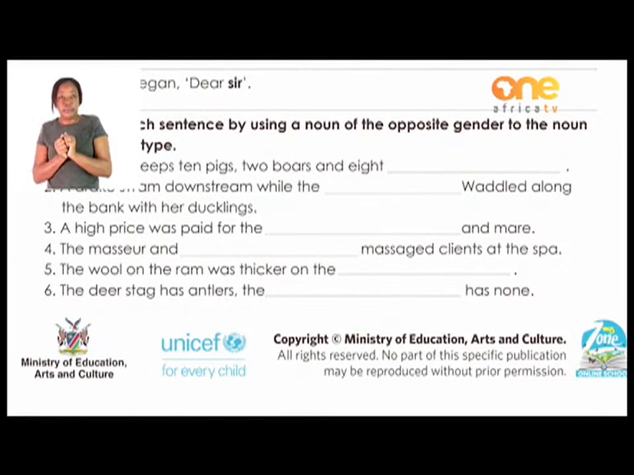A drake swam downstream while the waddled along the bank with her ducklings. The drake is a what? What is a drake? A drake is a male duck. So now if you have to find the female one, what are you going to say? Okay, so you are going to fill in the correct gender in the line there. So you do the same with number 3, number 4, number 5, and number 6. By just checking the word that is bold, it's the one that you have to change to the correct gender.